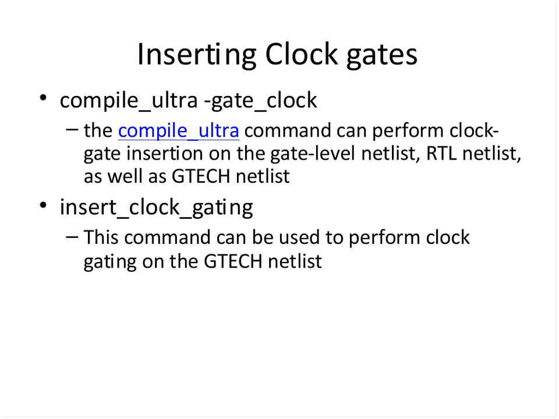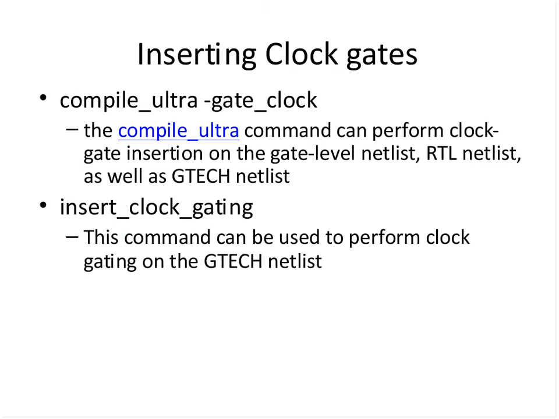So how do we insert this type of clock gating? Two methods. We saw the gate clock option in compile ultra, it does that. So compile ultra minus gate clock will add clock gating. So you don't need to keep doing the RTL, right? It will add this in the RTL, or you can even add it in the netlist using compile ultra minus gate clock.